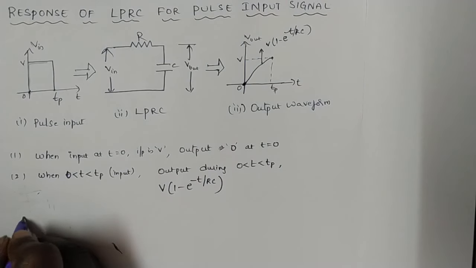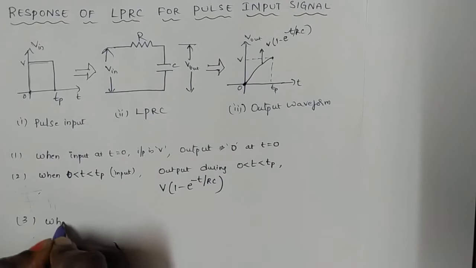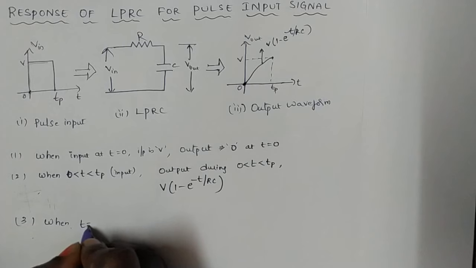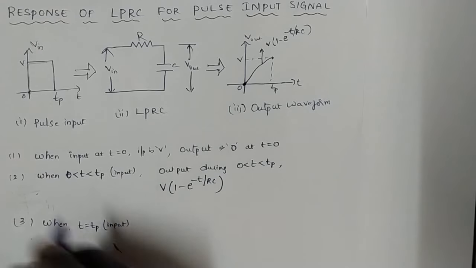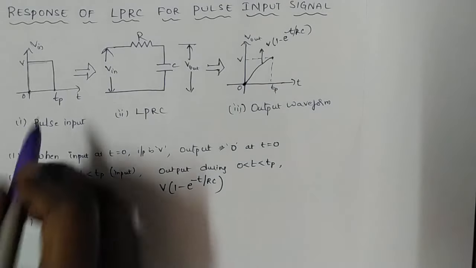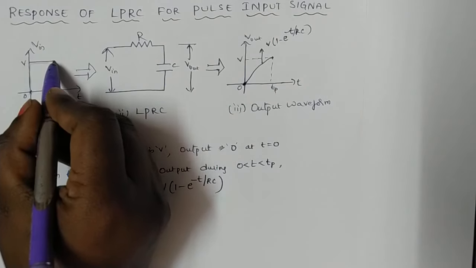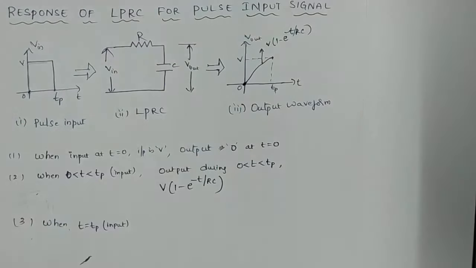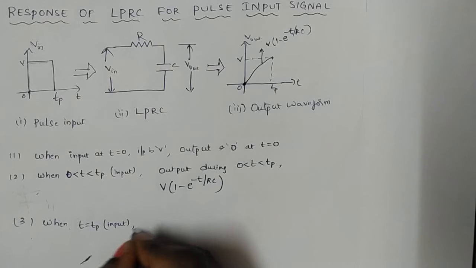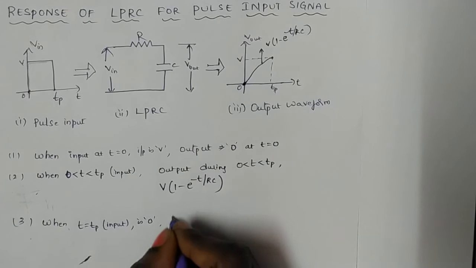Now, when t equal to tp, the input drastically changes from V volts to 0 volts. At t equal to tp, the input is 0.